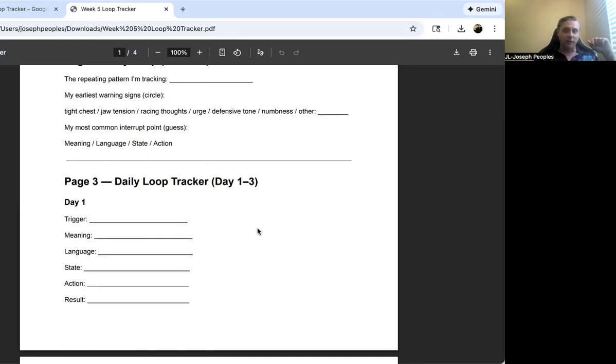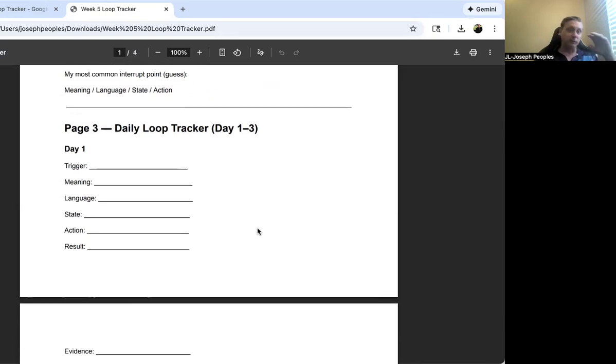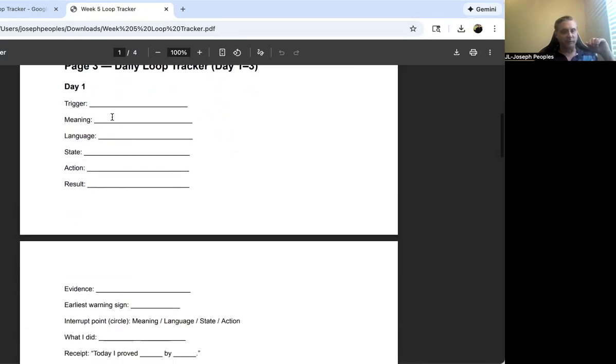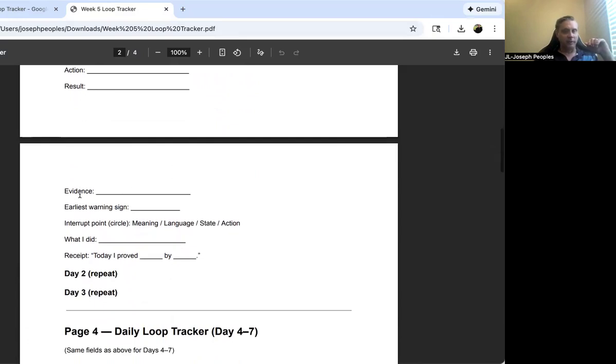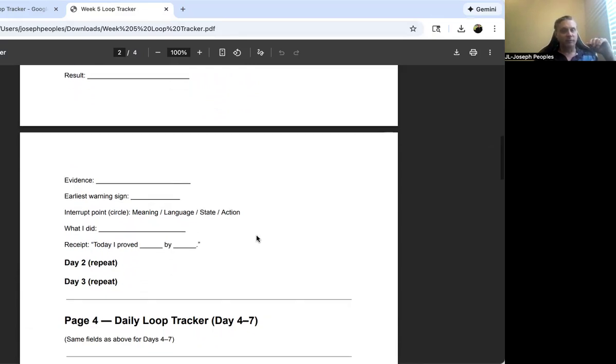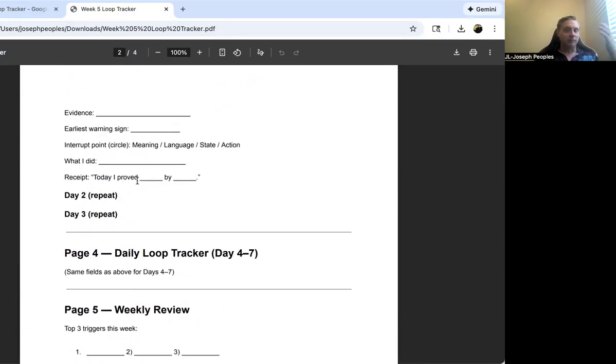Okay. Now, page three is going to be your daily loop tracker, day 1 through 3. So we've got the loop right here, and it ends here. Earliest warning sign, interruption point, what you did. Okay, today I proved blank by blank, meaning today I proved I can do it because I did this or that or the other. Again, whatever is unique to you. Then you can repeat that for day 2 and 3.